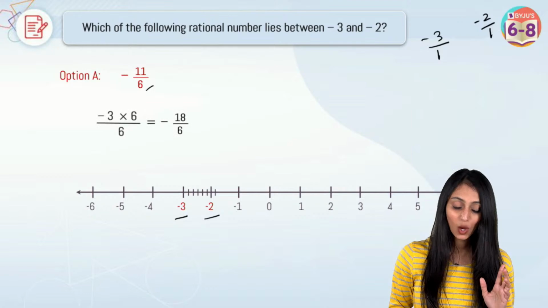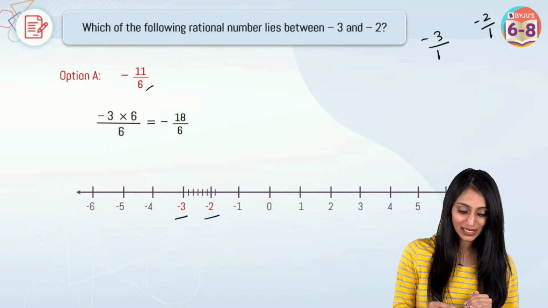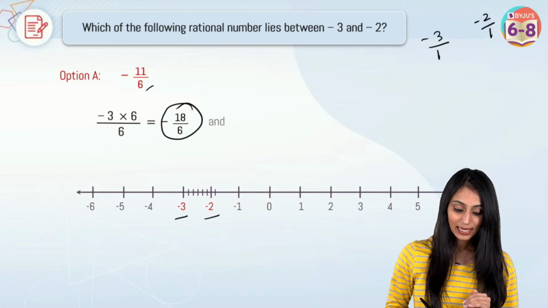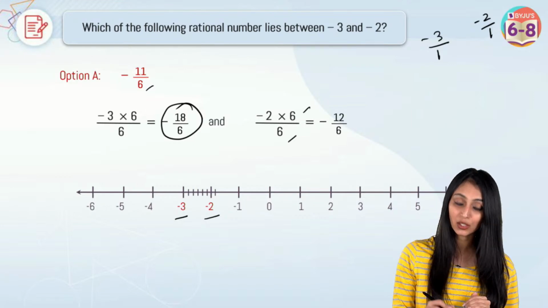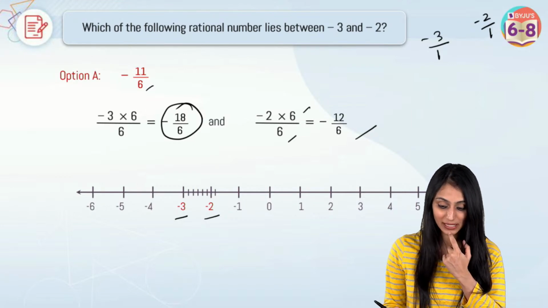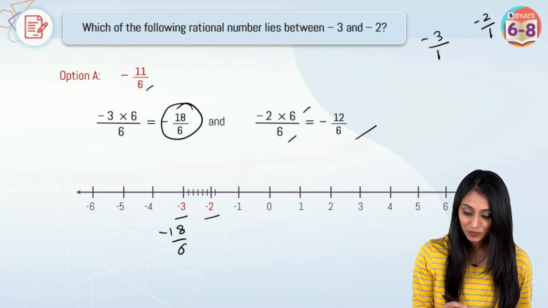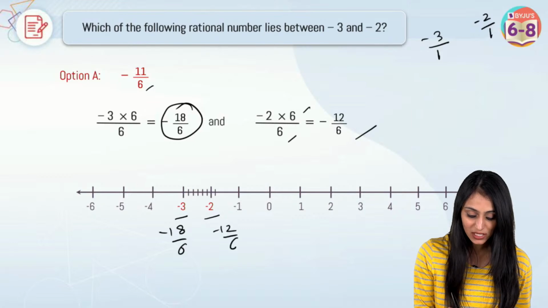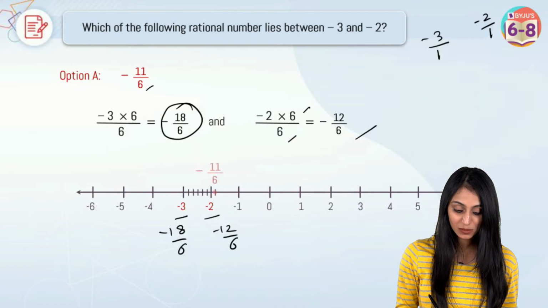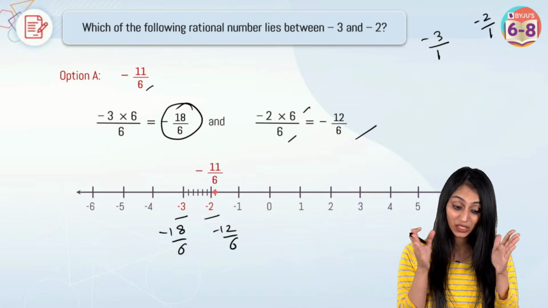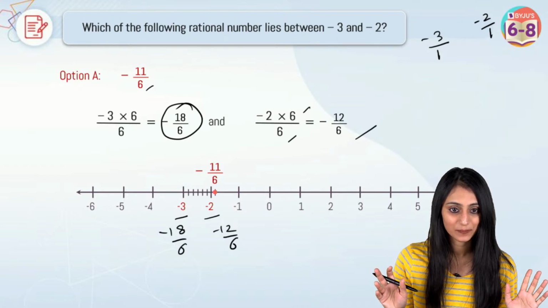So first I'll make the denominator 6. I'm multiplying the numerator and denominator by 6. So we get -18/6, right? In a similar manner, this -2/1, I can multiply the numerator and denominator by 6. This becomes -12/6, right? Now -3 is actually -18/6, -2 is actually -12/6, right? So here -11/6 would obviously be here. It doesn't lie in between -3 and -2, right? Makes sense, yes?